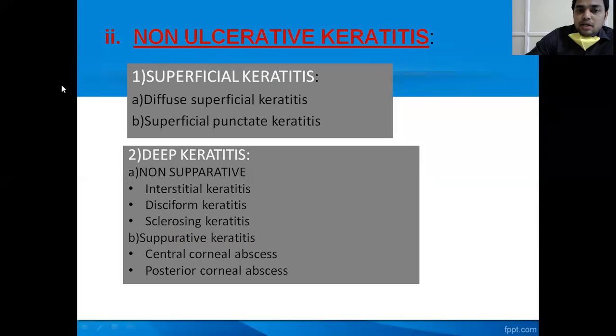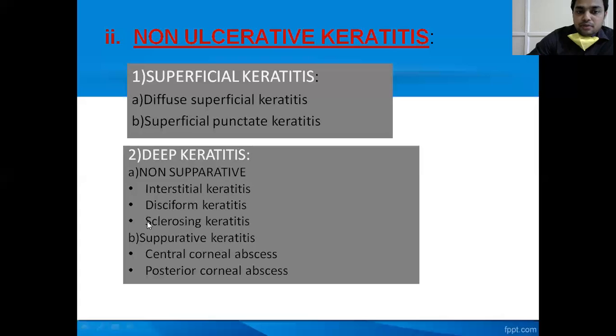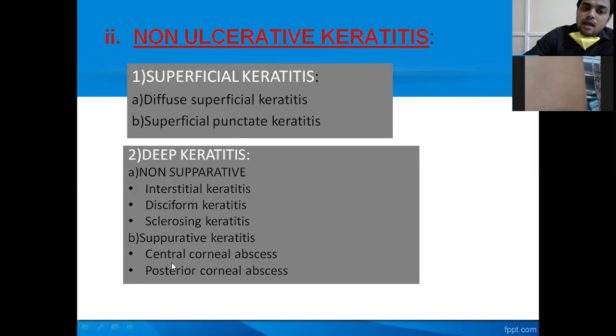And coming to the non-ulcerative keratitis, it is divided into two types: superficial keratitis and deep keratitis. The examples of superficial keratitis are diffuse superficial keratitis and superficial punctate keratitis. And deep keratitis is of two types, non-suppurative and suppurative. In non-suppurative, examples are interstitial keratitis, disciform keratitis, and sclerosing keratitis. These things I will deal with in the next classes, and for now just see the names of the examples of the non-suppurative types: interstitial keratitis, disciform keratitis, and sclerosing keratitis.